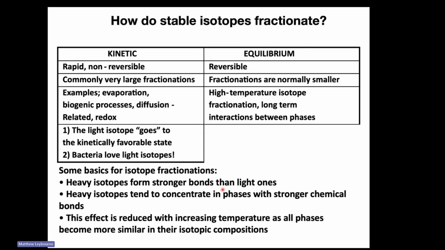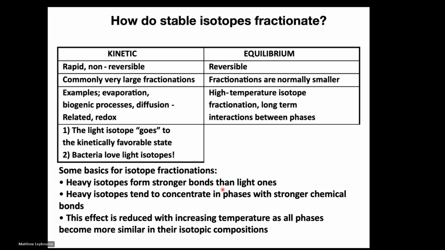Okay. And so we can have kinetic and equilibrium fractionation, which are the two most important for my lecture. So kinetic ones tend to be rapid and non-reversible. They commonly result in large fractionations, so large changes. So we can have evaporation, biogenic processes, diffusion, redox changes. And the light isotope tends to go to the more kinetically favorable state. Bacteria love light isotopes. Equilibrium fractionation could be reversible. Fractionations are normally smaller, and these are things that tend to happen at higher temperature.